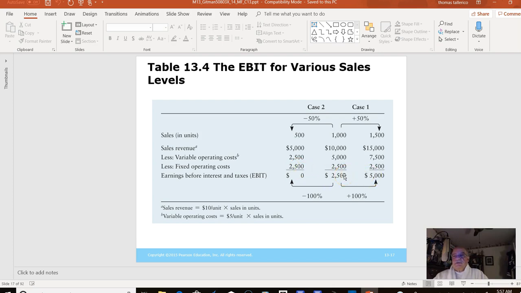So your EBIT for different sales levels, now notice something here that's really interesting. Your sales only went down by 50%. Everyone see that? It only went down by 50%. But how did it affect your EBIT? Your EBIT went down to 0 from 2,500. So you see how it's magnified? A 50% change in sales gives you a 100% change in EBIT, and likewise a 50% gain in sales gives you a 100% gain in EBIT. Okay, so please go over this slide very carefully.